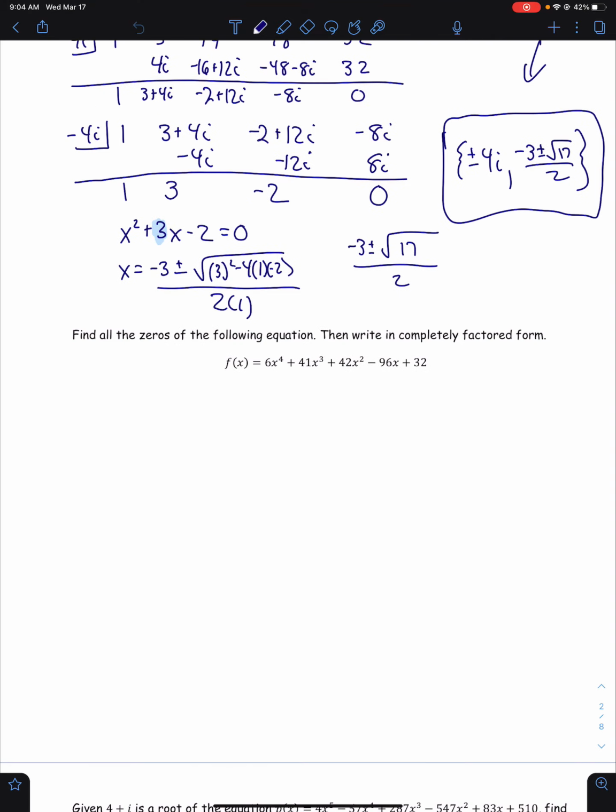For the next question, find all the zeros of f of x and then write it in completely factored form. I want you guys to start this one. So start it. I want you to list all the potential zeros, and then I'm going to show you a trick that's going to save a lot of time when you have a lot of zeros to choose from. That's going to show you which zero to use.